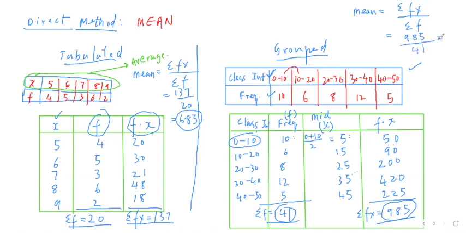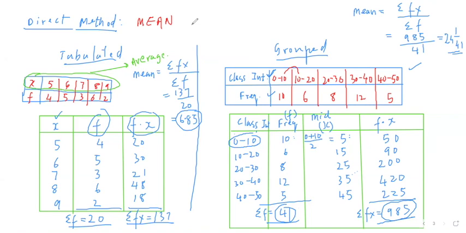And that would give you 24 point something. 24.1 over 41. So that's your mean. Let's say these were, you know, marks.